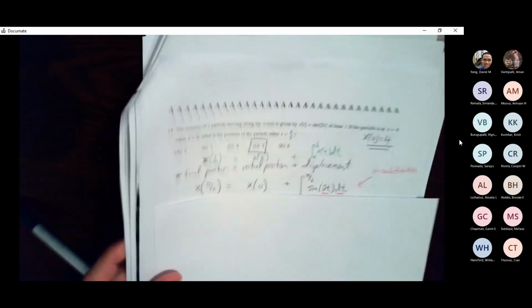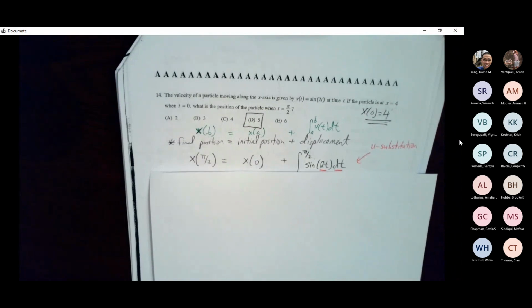All right, next up. A velocity of a particle moving along the x-axis is given by v of t at time t. Particle is at x equals 4 when t equals 0. What is the position of the particle when t equals pi over 2?